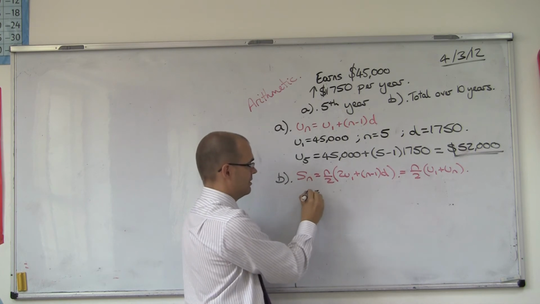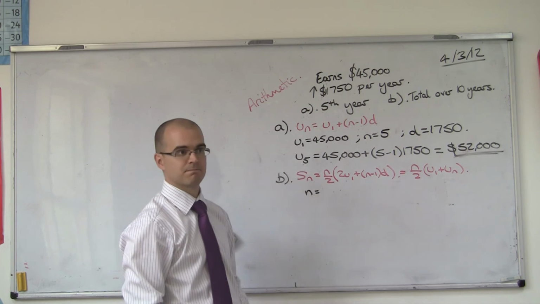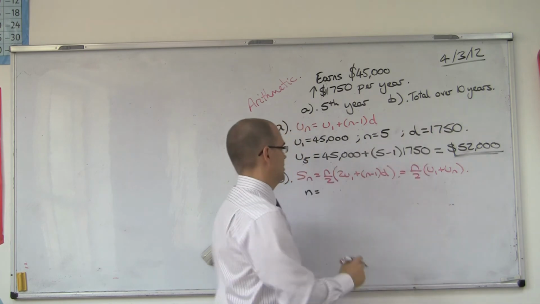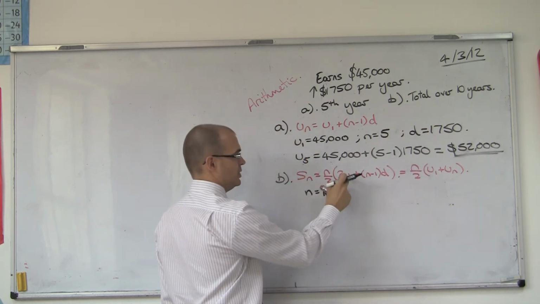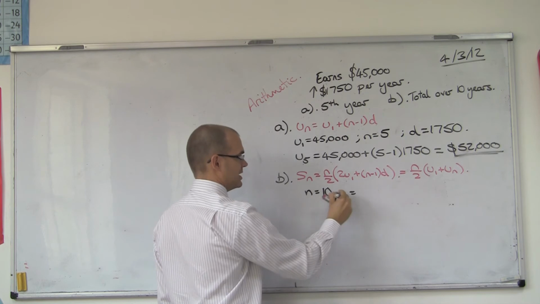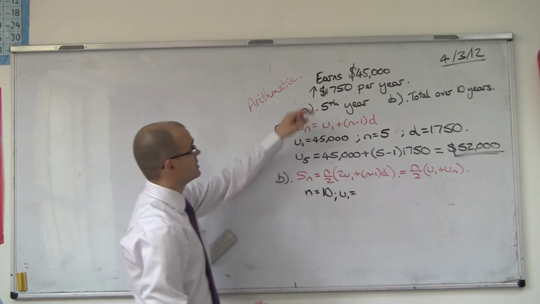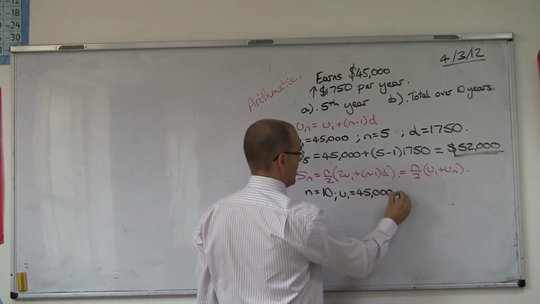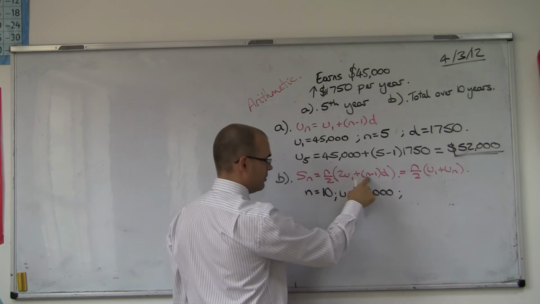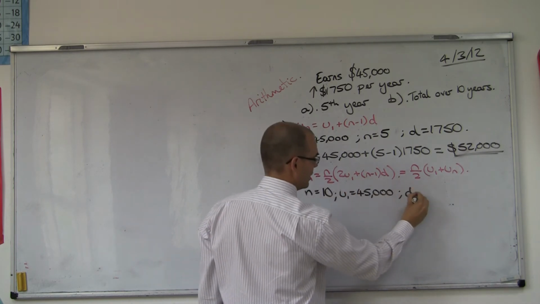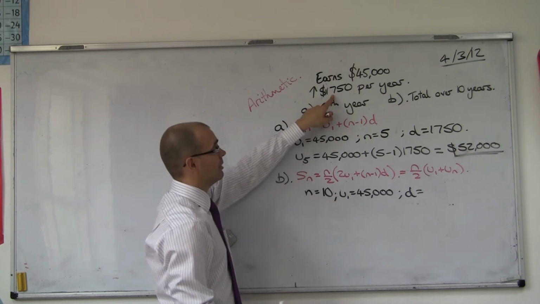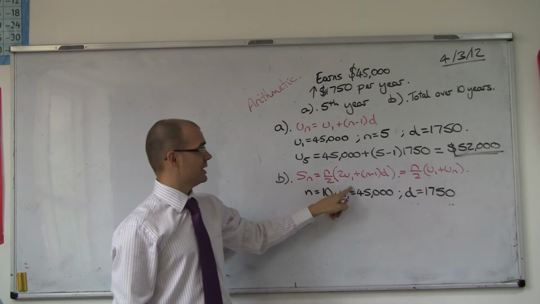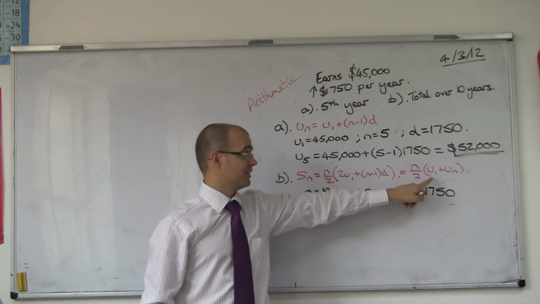So what is n for question B? How many years? 10. Good. So we're looking for it over 10 years. u1, remember, is our starting point. Okay? So our starting salary was 45,000, same as it was before. Next I need n, well I've already got that one, and I need to know d. Well, that's the constant amount that it's going up by, 1,750. Therefore, I've got enough information to be able to use this first formula. I don't even need to bother with the second one.